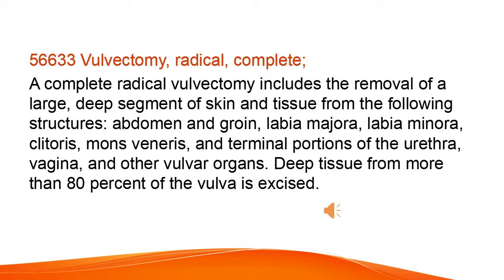Vulvectomy, radical, complete. A complete radical vulvectomy includes the removal of a large, deep segment of skin and tissue from the following structures: abdomen and groin, labia majora, labia minora, clitoris, mons veneris, and terminal portions of the urethra, vagina, and other vulvar organs. Deep tissue from more than 80% of the vulva is excised.